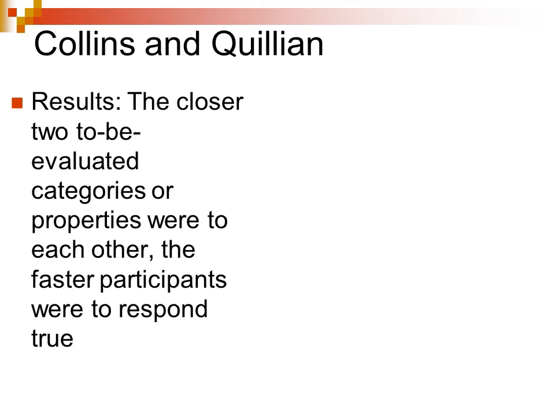The main result was that the closer two to-be-evaluated categories or properties were to each other, the faster participants were to respond true.